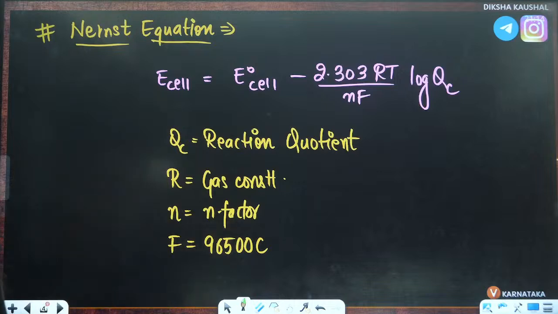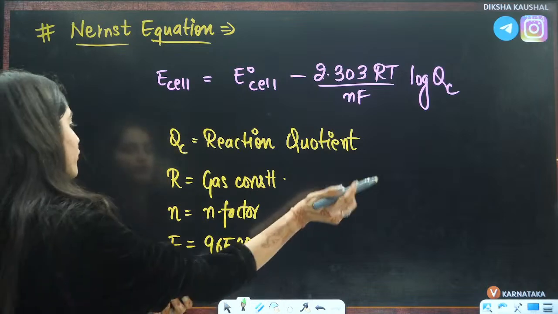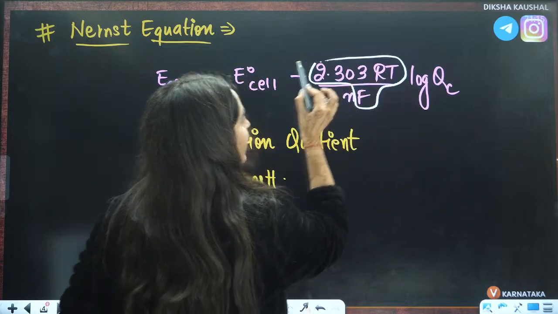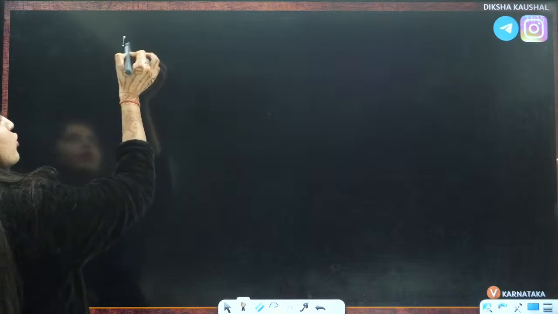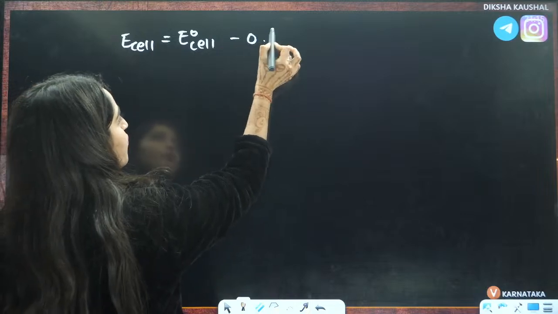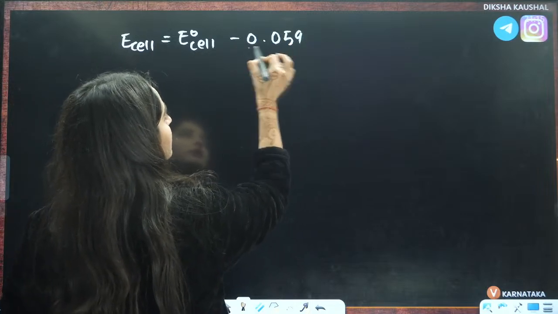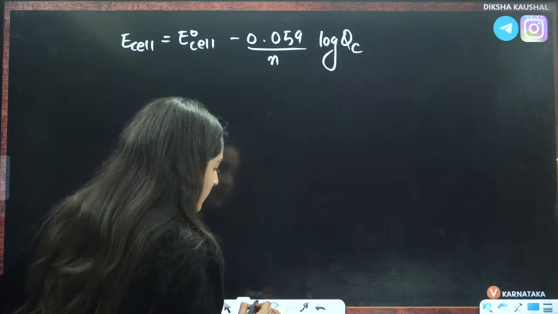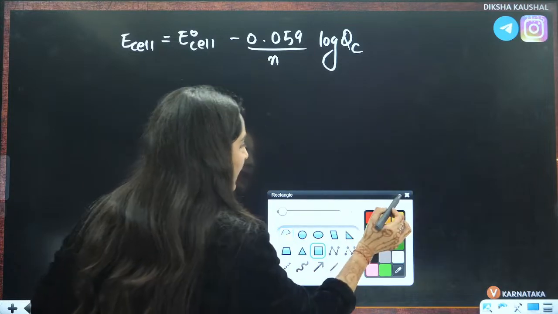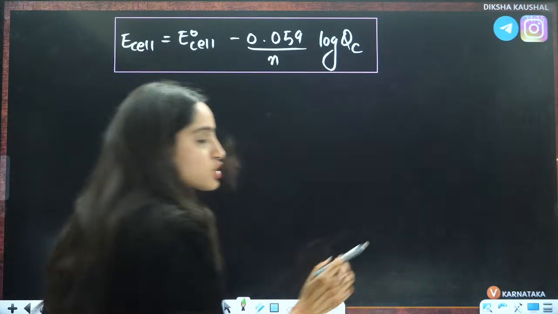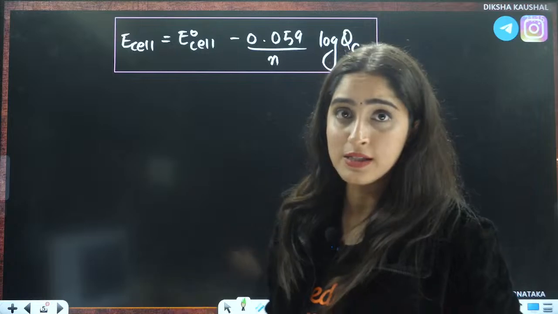Okay guys, yes everybody, very good, 0.0591, very good. So now they have calculated this value already, right? This value will turn out to be E cell equals E naught cell minus 0.059 divided by N log of QC. This becomes the formula that you are going to apply everywhere, right? This is your basic Nernst equation formula, right? This is how you're going to solve the numericals, right?